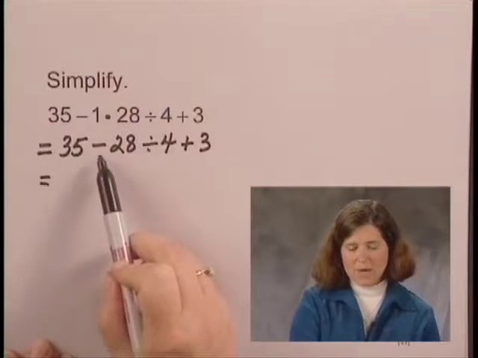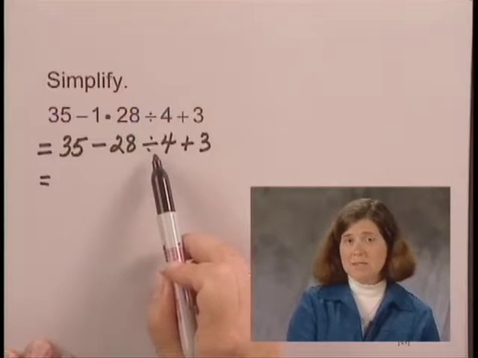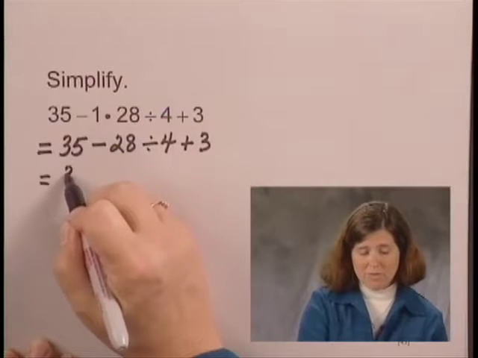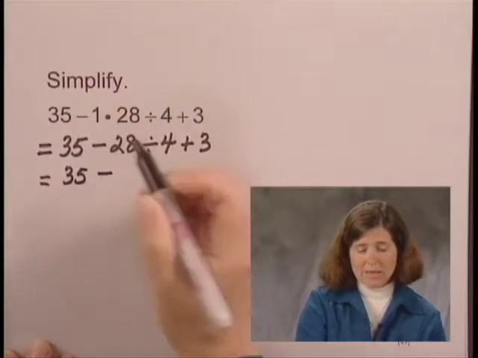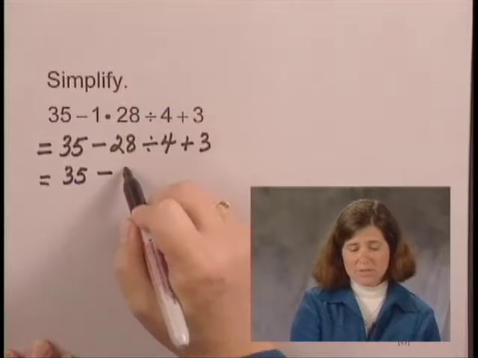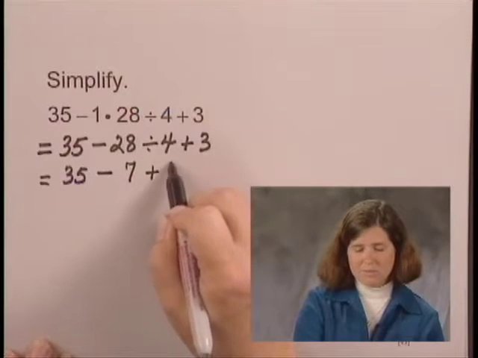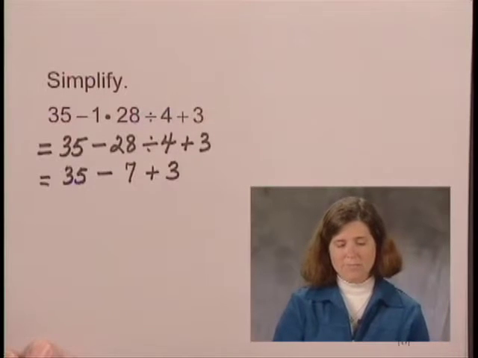Looking through from left to right, I see a division. That's the next thing I will perform, 28 divided by 4. So I have 35 minus, 28 divided by 4 is 7, and I write the rest of the expression, plus 3.